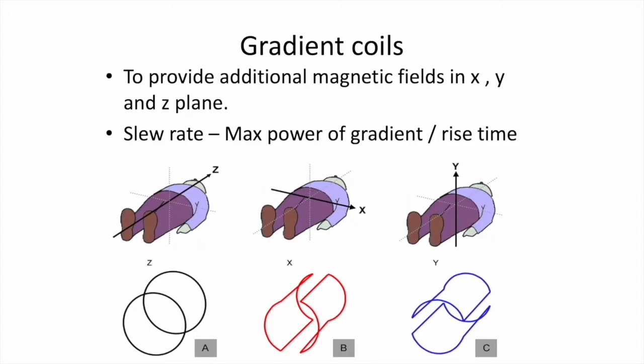The gradient coils are located within the gantry and are used to apply additional small magnetic fields in the X, Y, and Z planes. Slew rate is a measure of the power of a gradient coil, which is the maximum power divided by the rise time. The higher the slew rate, the more powerful is the gradient coil.